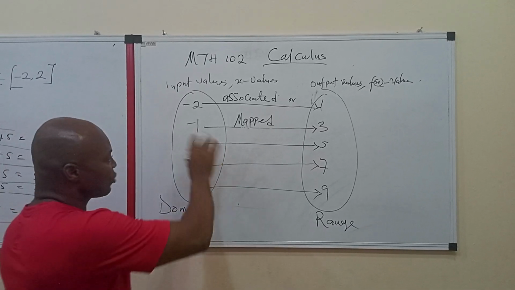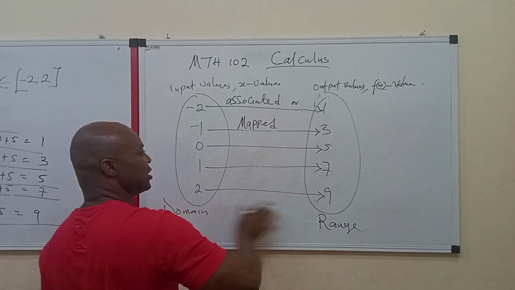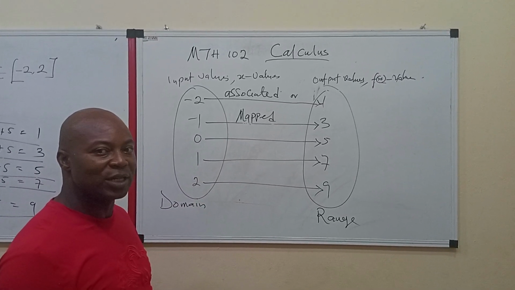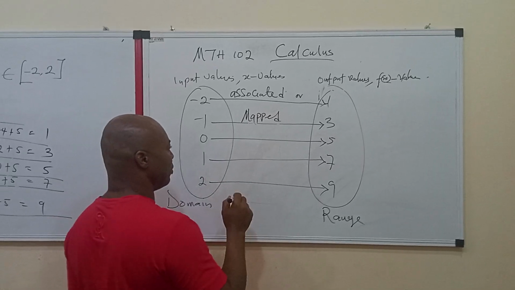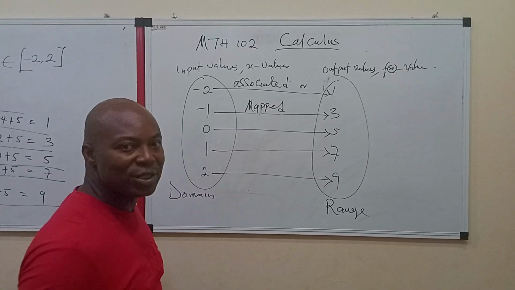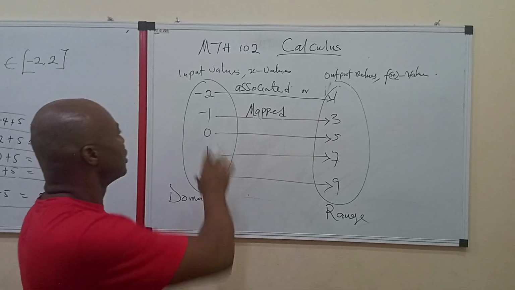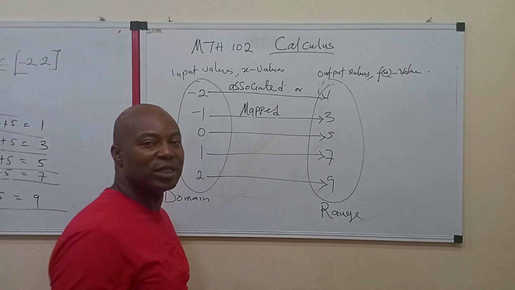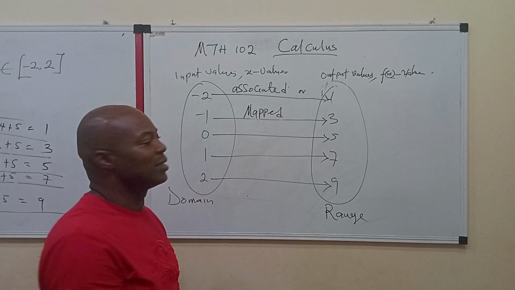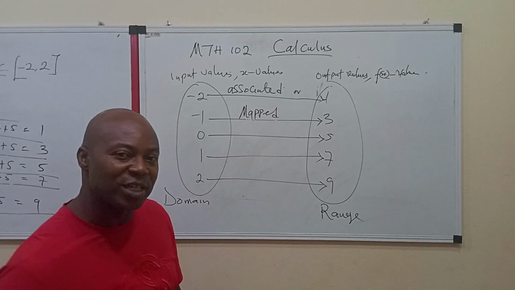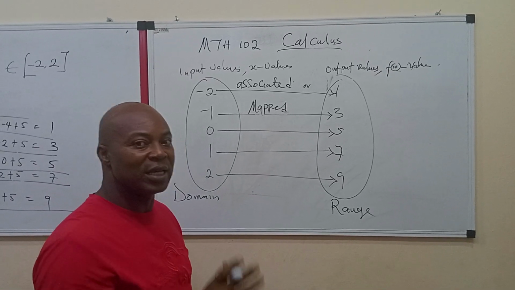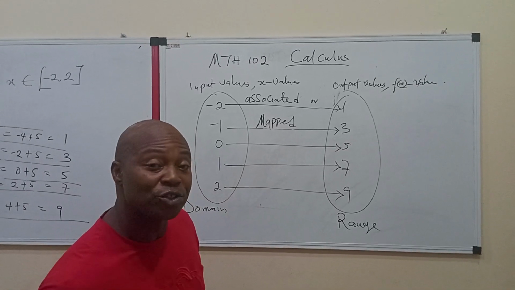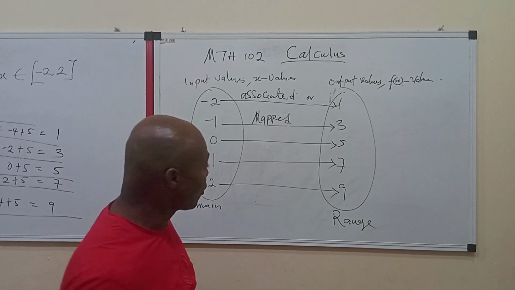But this thing we see here, we call it a relation. A relation is something that has domain values, and as a result of the domain value you put inside, it brings a range value. When you see that kind of thing, know that it is a relation. Now this relation we have here is a function.